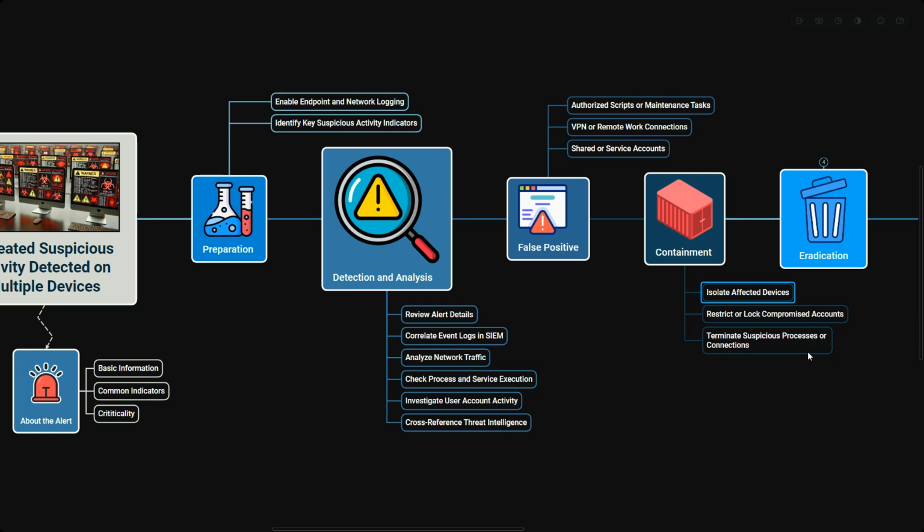Next, you can restrict or lock the compromised accounts. You can temporarily disable any user account or service account linked to that activity. You should also terminate the suspicious processes and connections. You can use the EDR tool or system activity, maybe Task Manager or Process Explorer. You can use ps aux on Linux, or go to Task Manager on a Windows machine and kill those affected processes. That's the first thing you have to do in containment.